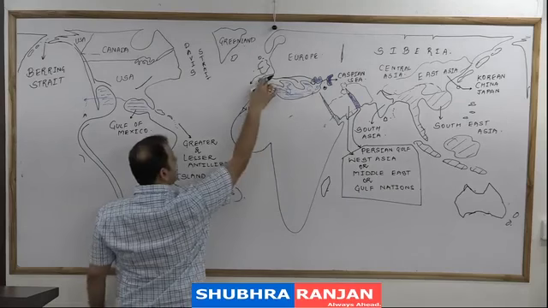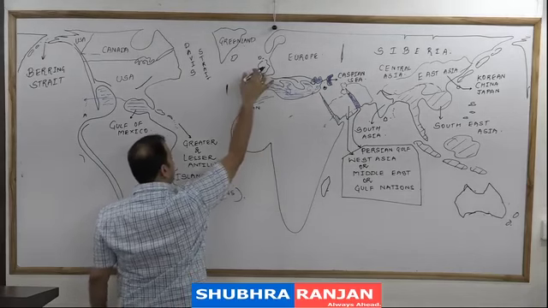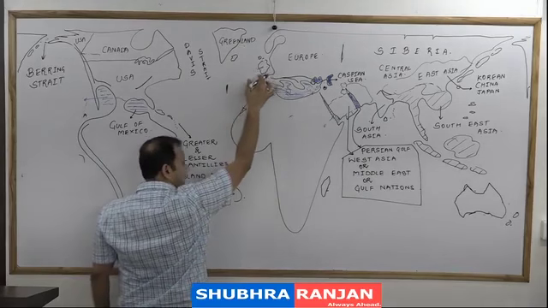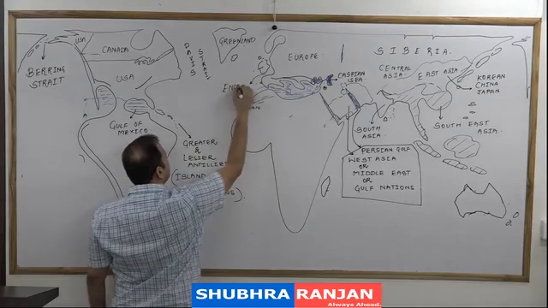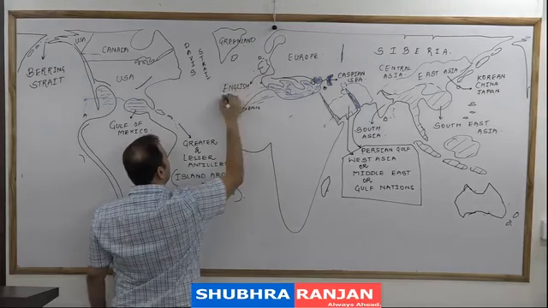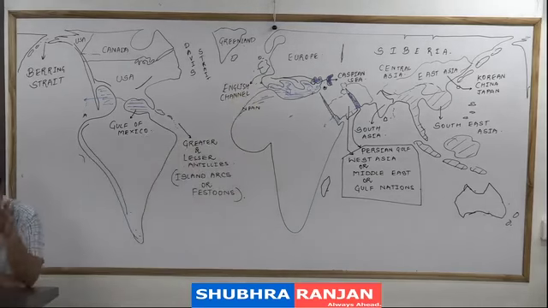Then this country here is known as France. And between England and France, or between Great Britain and France, the sea is known as the English Channel. So just remember that English Channel separates Great Britain from France.